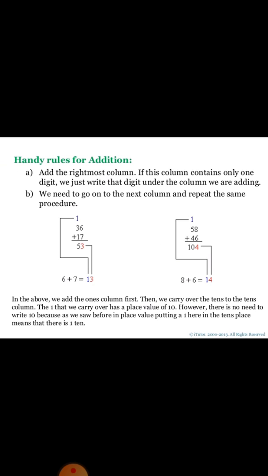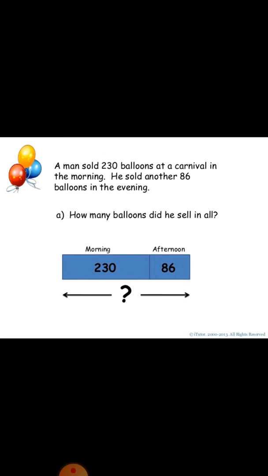Handy rules for addition. Here we have some numbers and we add them. Number 1, add the rightmost column. If this column contains only one digit, we just write the digit under the column we are adding. Number 2, we go on to the next column and repeat the same procedure. In the above example, we add the ones column first, then we carry over the tens to the tens column. The 1 that we carry over has a place value of tens. However, there is no need to write 10, because as we saw before in place value, putting a 1 in the tens place means that there is a 10.